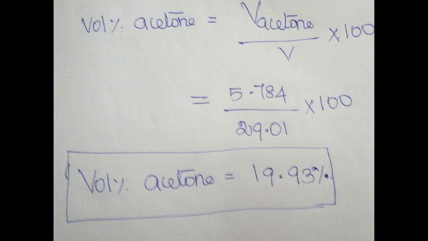This is our objective, the volume percentage of acetone. How to calculate the volume percentage of acetone? Individual volume divided by total volume into 100. Individual volume of acetone as per the problem is 5.784. Total volume 29.01, multiplied by 100. Finally we get the volume percentage of acetone is equal to 19.93%.